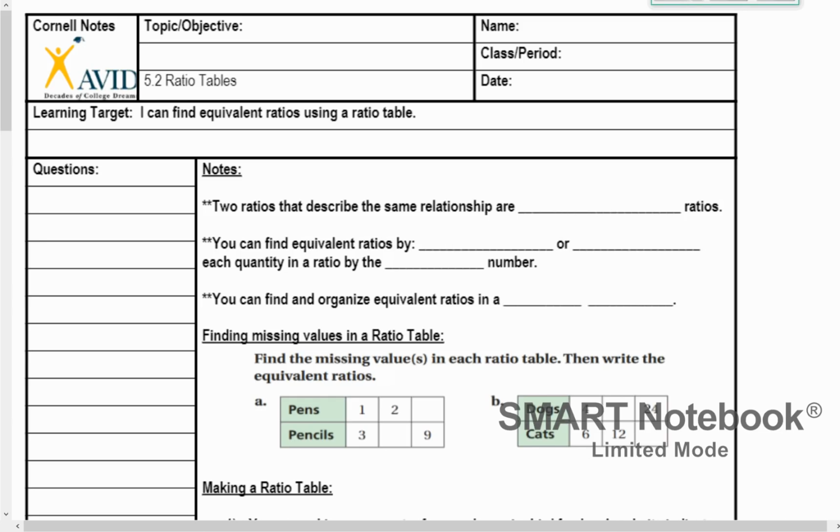Today we're going to learn lesson 5.2, which is ratio tables. Our learning target for today is I can find equivalent ratios using a ratio table.